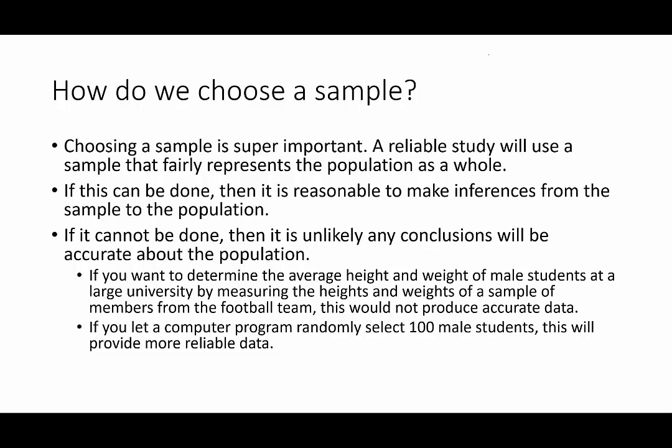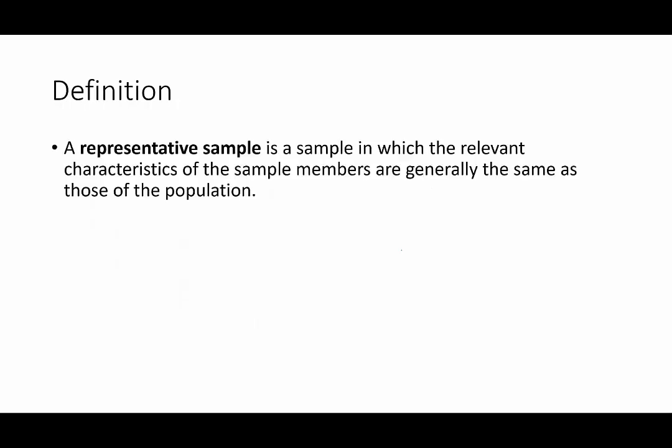So this is one thing we could do, is randomly select. Another thing we could do is not randomly select by choosing the football team, but again, your sample is probably not going to be super representative. Let's talk about a definition. And I keep using this, so it's good we're defining it now. A representative sample is a sample in which the relevant characteristics of the sample members are generally the same as those of the entire population.